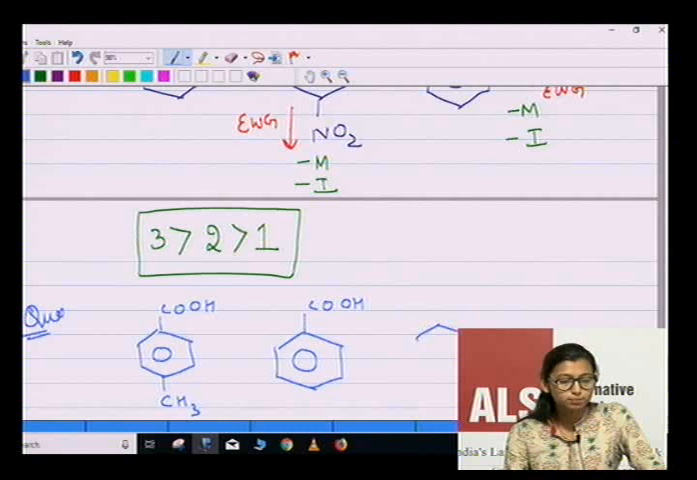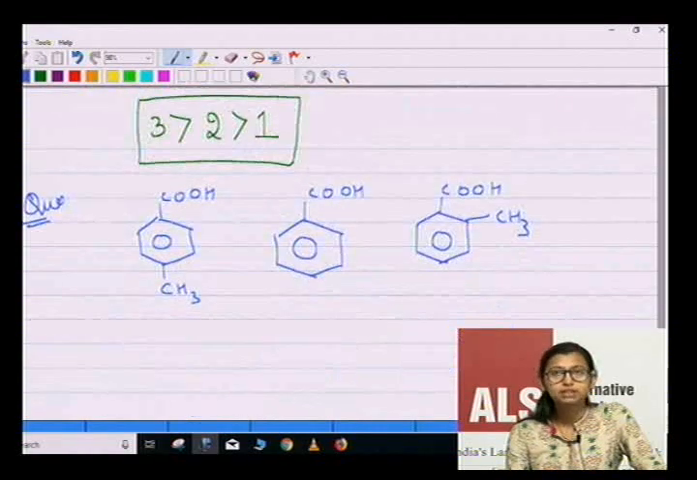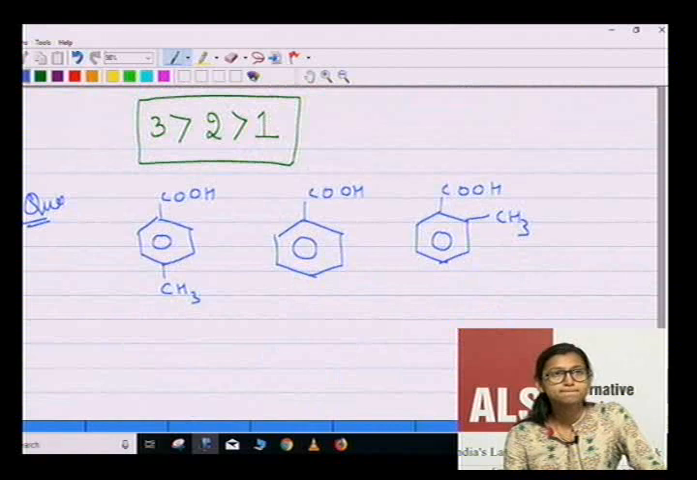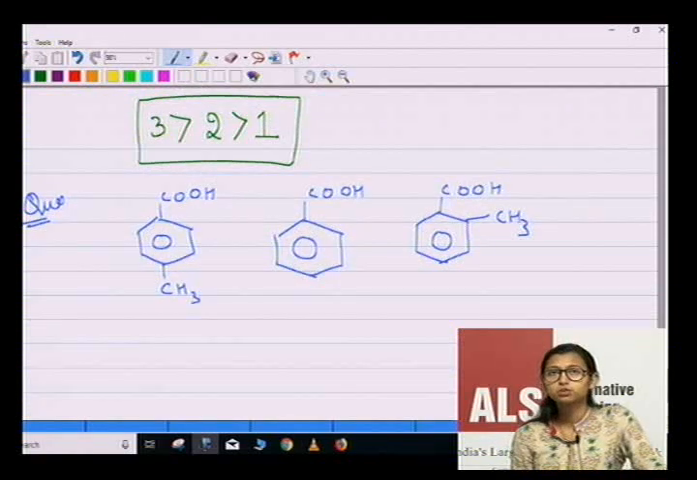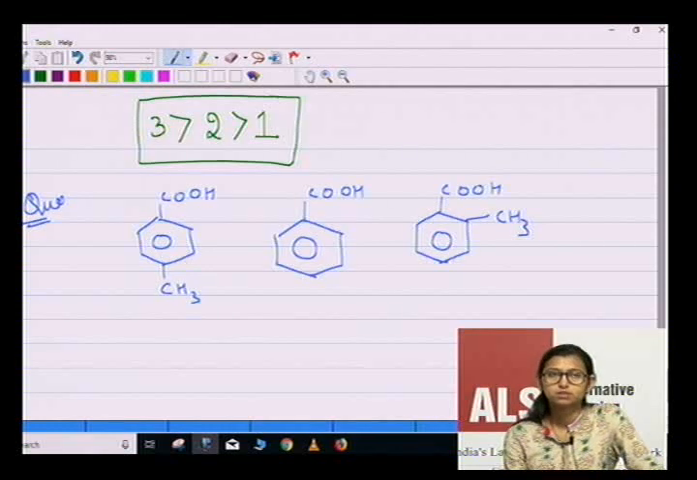This time I am giving you methyl. This is also a very good question. Think about it. You have to check for the ortho effect as well. And then you will give me the answer.